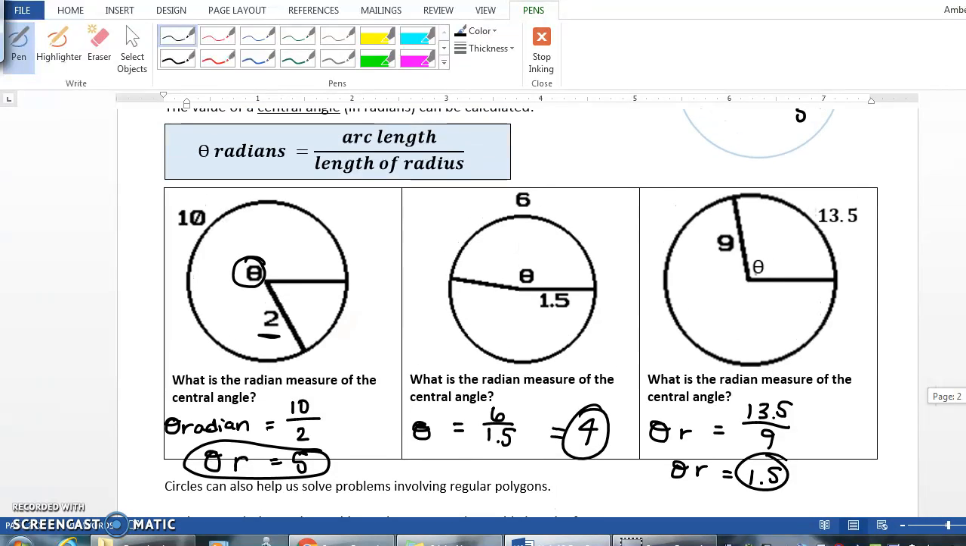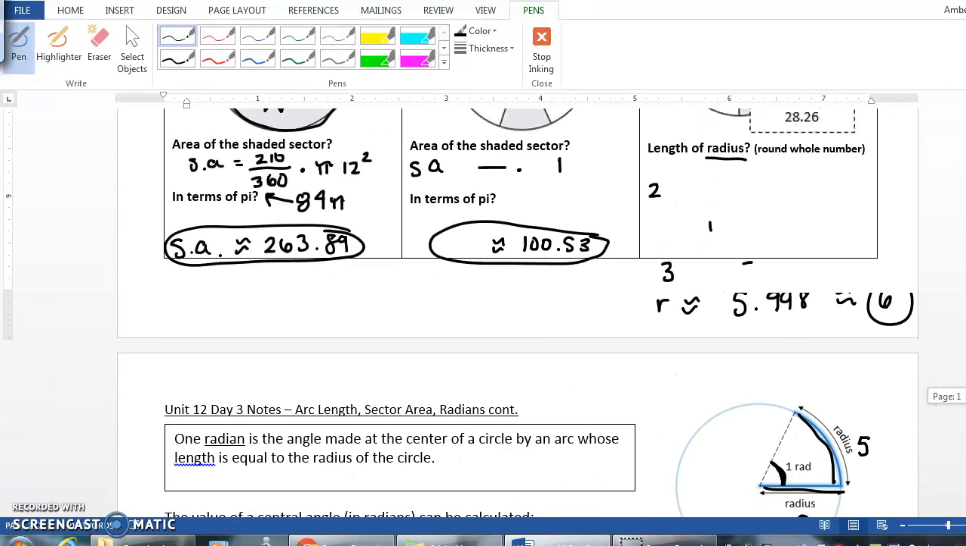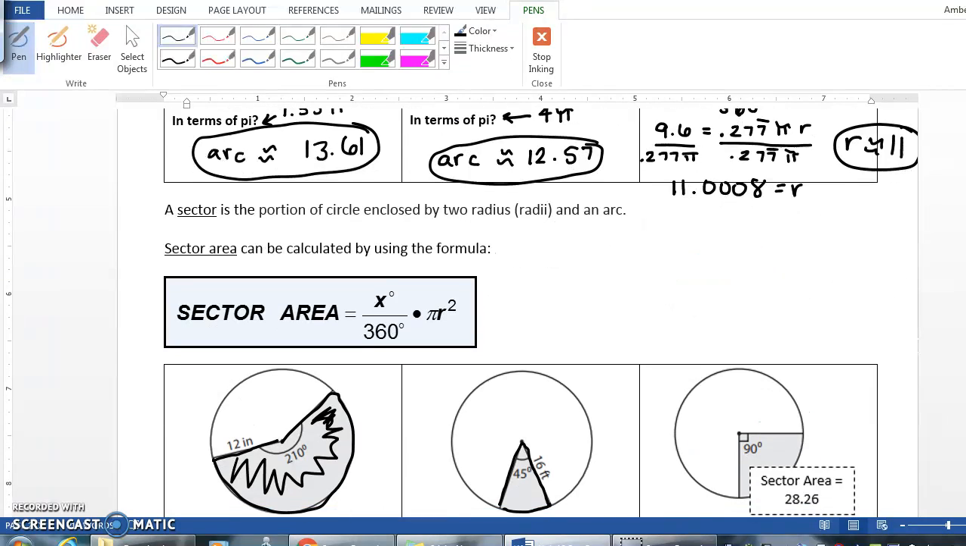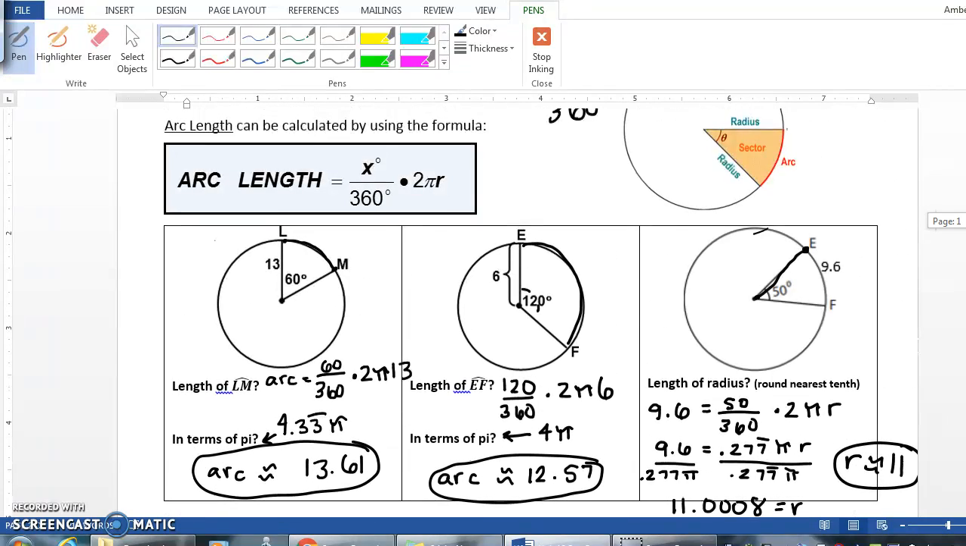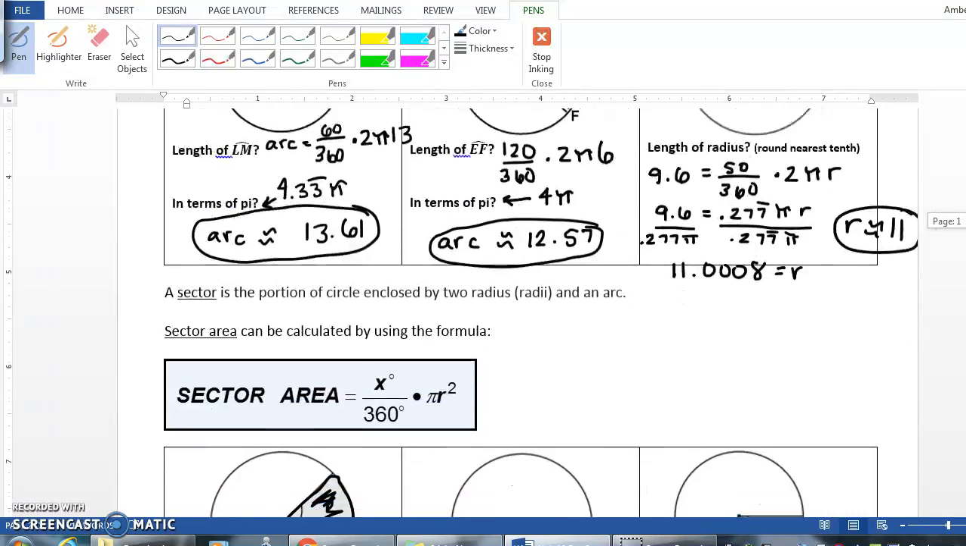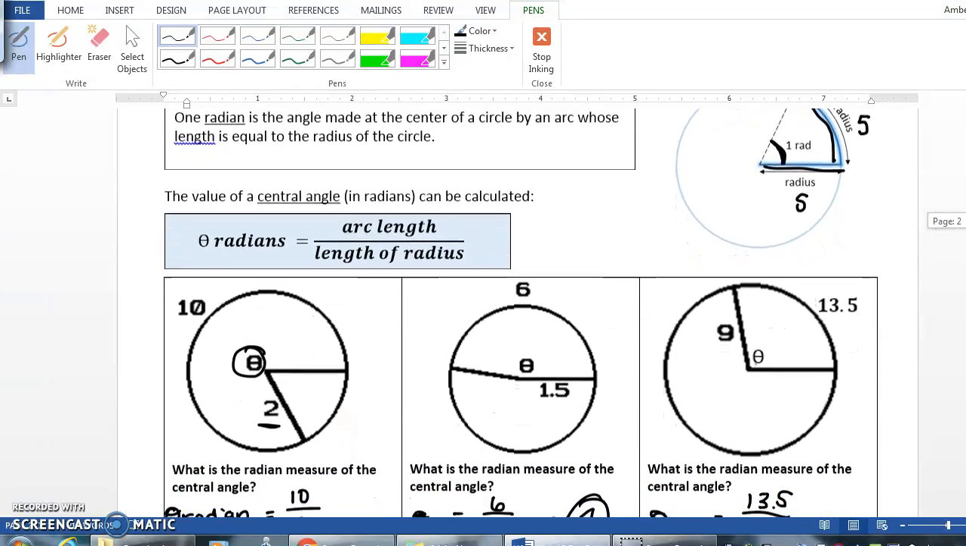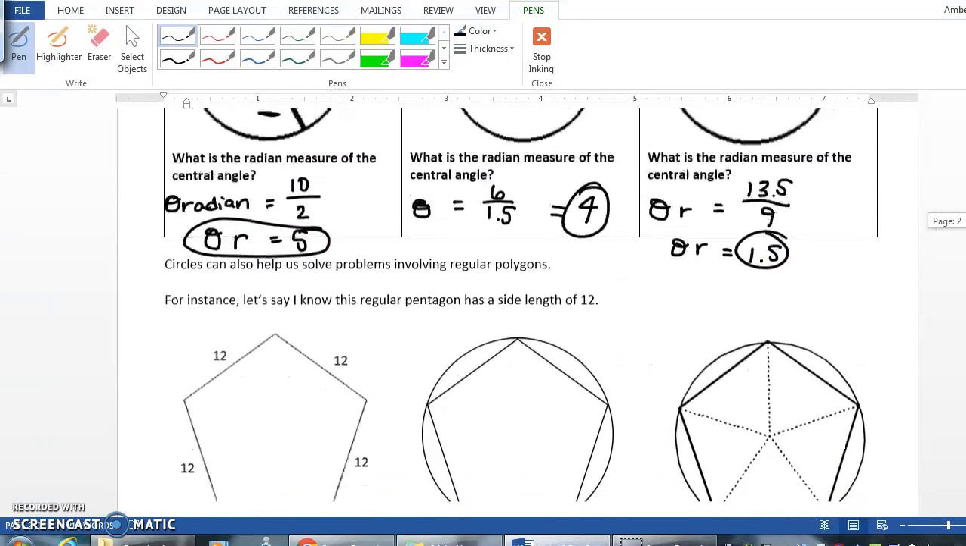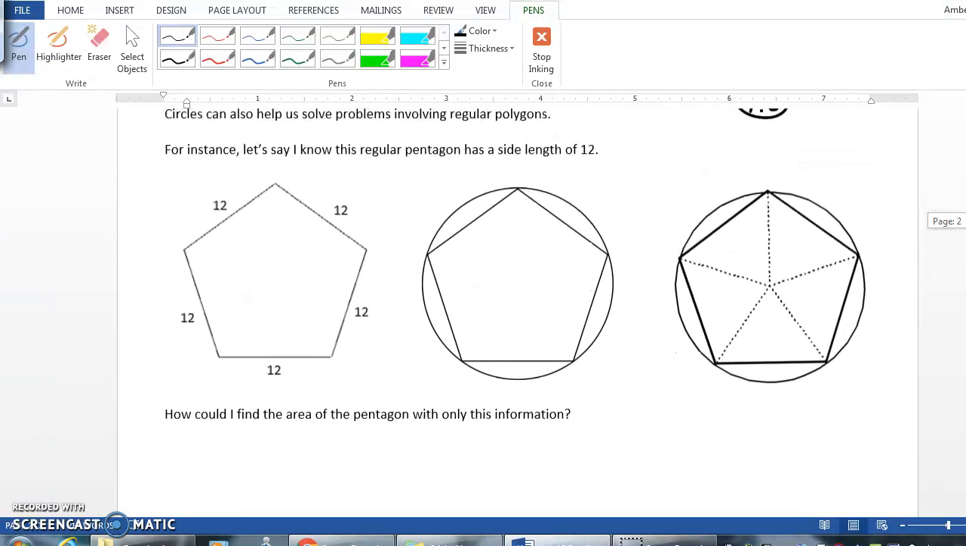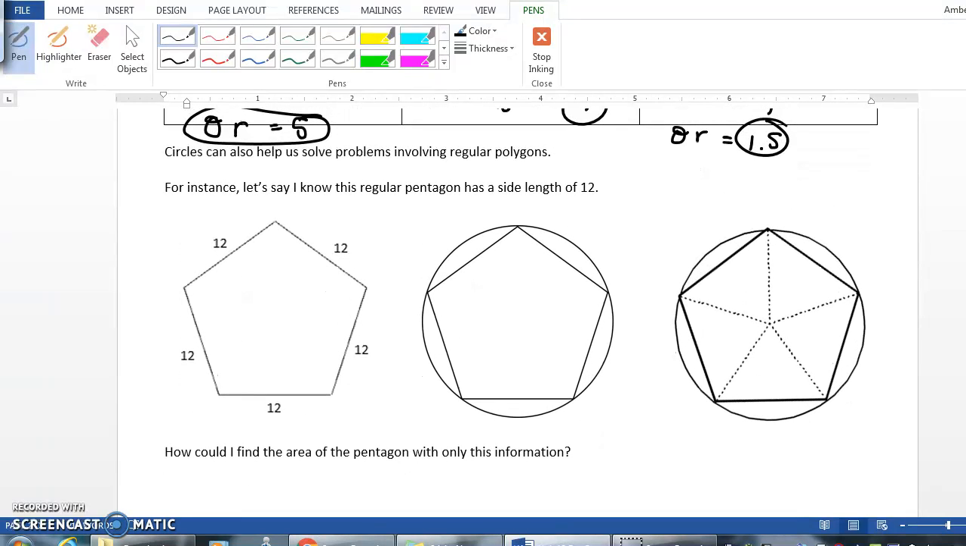Okay, so far we did arc length with our formula, sector area with our formula, and radians with our formula, radian measures. The last thing we're going to kind of dip into what we went over last class, because circles can also help us solve problems involving regular polygons, which is what we went over last problem. For instance, in this pentagon, we know that each side is 12. So again, all these sides are going to be 12.